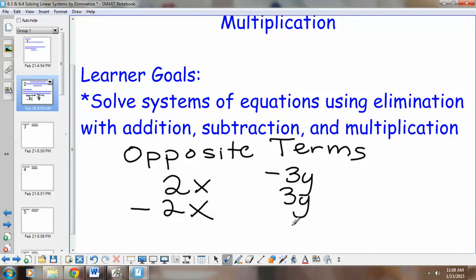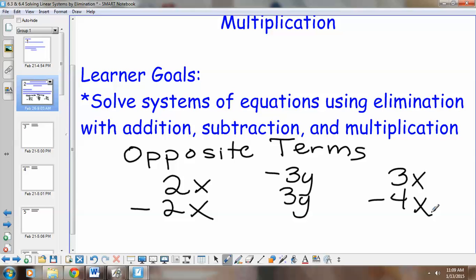These are called additive inverses. You may have heard that before. Additive inverses, when you add them together, you get 0. What if we had 3x and negative 4x? Are those opposite terms? They're not. If I add 3x and negative 4x, am I going to get 0? No. If I add 2x and negative 2x, you get 0. But what happens when you add 3x and negative 4x? What do you get? Negative 1. Doesn't give you 0.